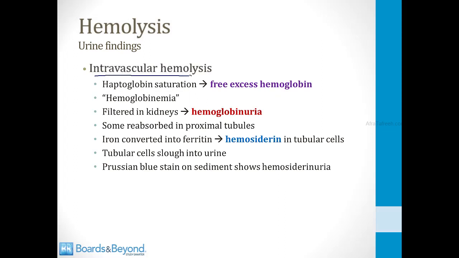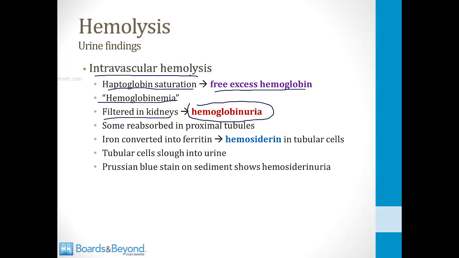If there is intravascular hemolysis, the haptoglobin can become saturated. This will result in free excess hemoglobin that floats around in the plasma. This is called hemoglobinemia. Some of that free excess hemoglobin will be filtered by the kidneys and spill into the urine, and this is called hemoglobinuria, and you can detect hemoglobin in the urine with a urine dipstick test.